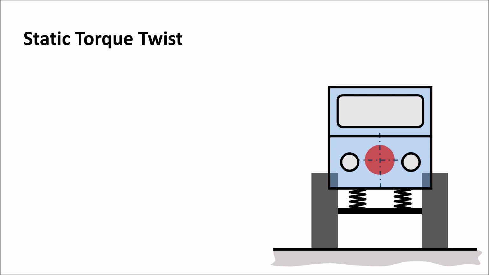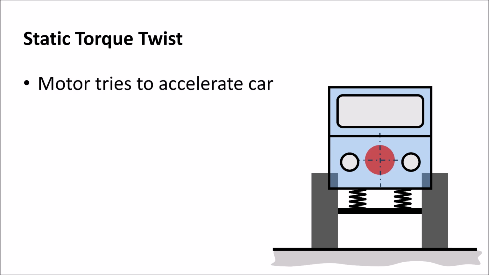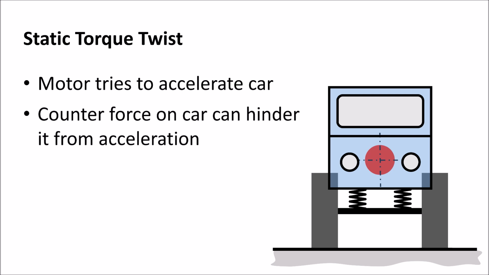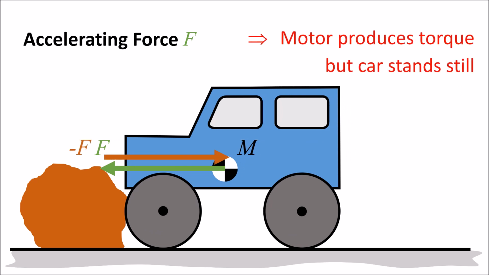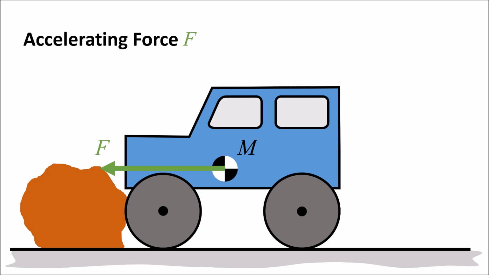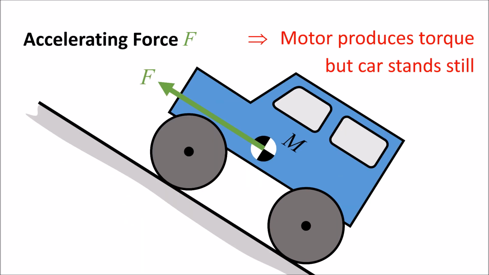The motor tries to accelerate the car. However, in certain situations, counterforces can occur that hinder the car from acceleration. This can happen when driving against an obstacle or at steep slopes. In such cases, the motor cannot translate its torque into forward motion.